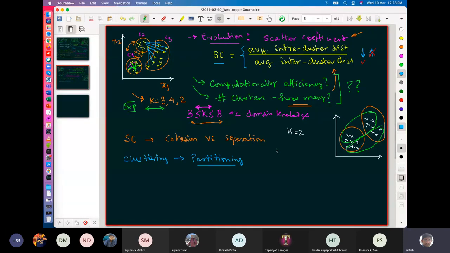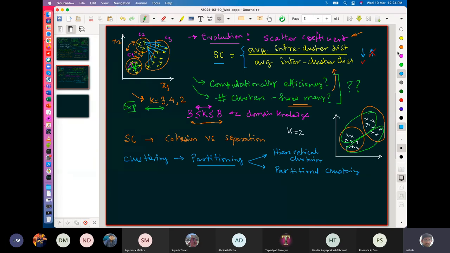there are two types of partitions we could possibly get. One is what we call hierarchical clustering, and the other we call partitional clustering. In hierarchical clustering, since the name involves hierarchy, you either go from top down or you go from bottom up.